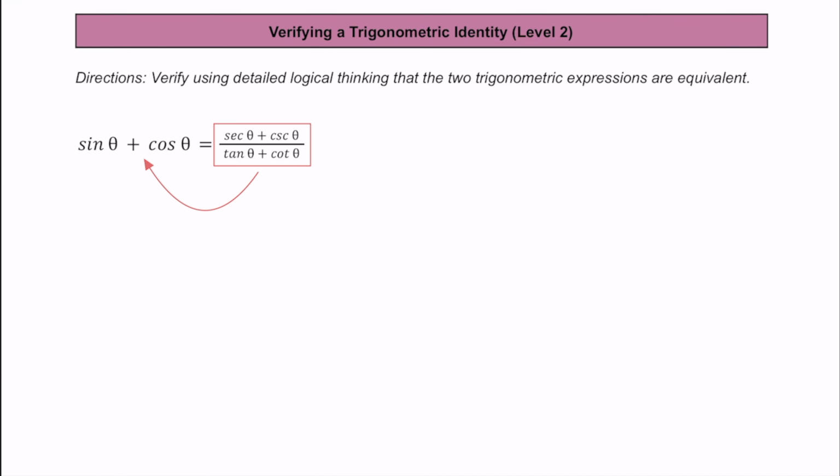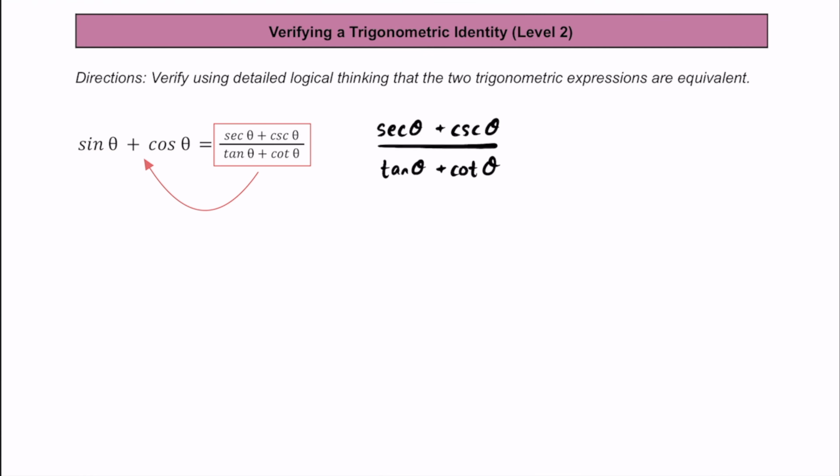Alright, so just for starters, I'm going to rewrite this original expression on the right side. We have secant of theta plus cosecant of theta in the numerator, and then in the denominator, we're going to have tangent of theta being added with cotangent of theta.